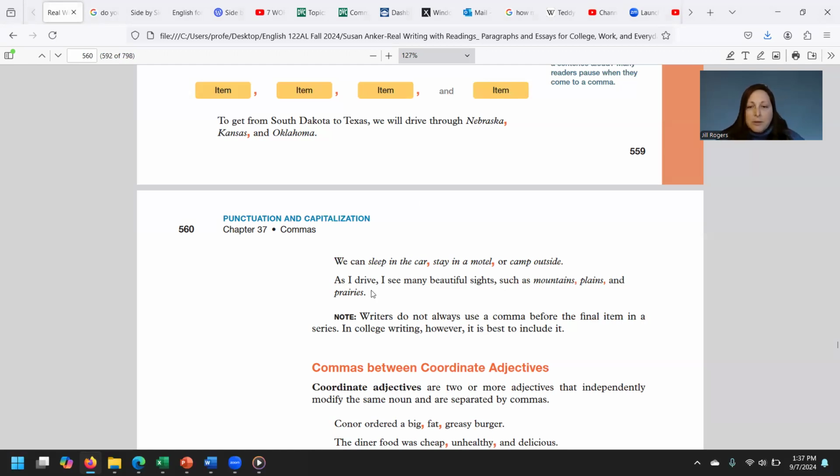As I drive, I see many beautiful sights, such as mountains, plains, and prairies. See item 1, item 2, and item 3.